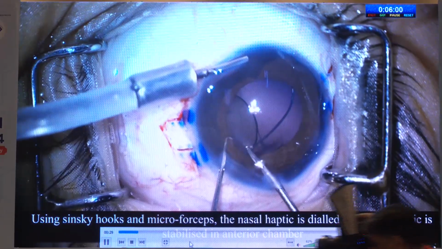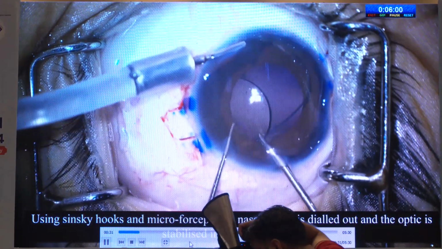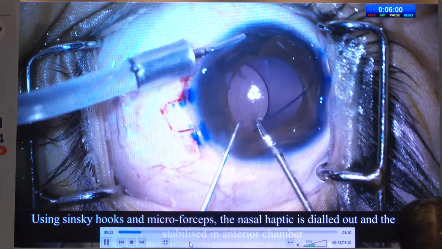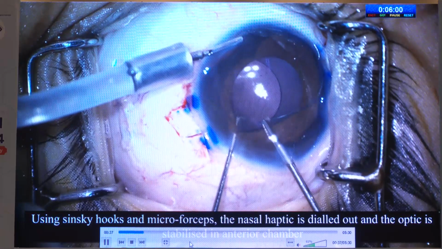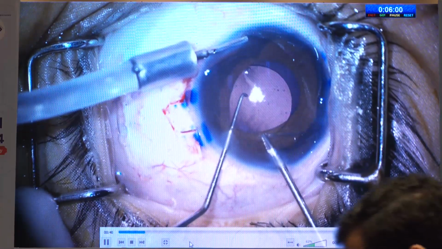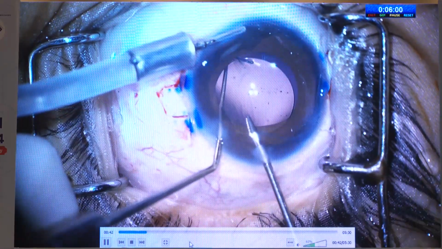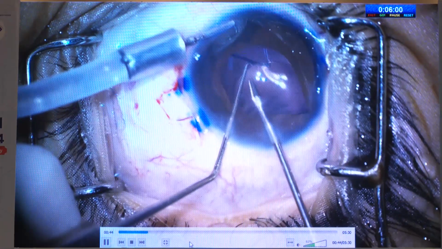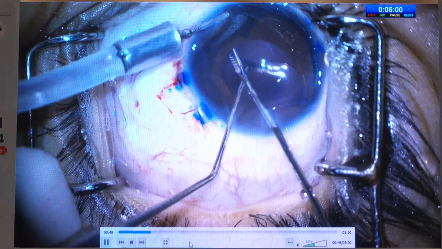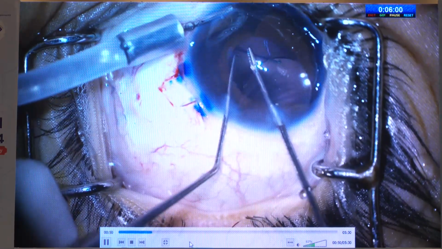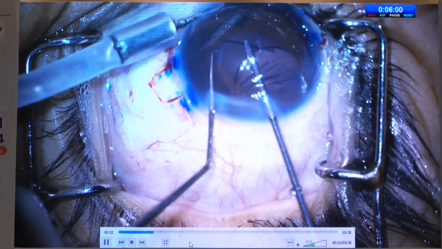First of all, the IOL was hooked out from the scleral pocket where it was fixed, using silk hooks and the forceps. It was dialed out into the anterior chamber. And before entering the anterior chamber, we had already made flaps along the vertical section. We chose the vertical section.